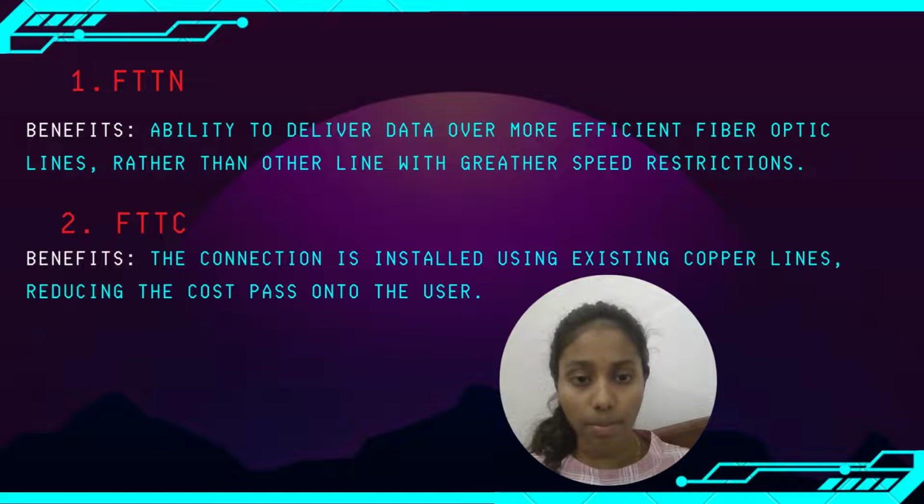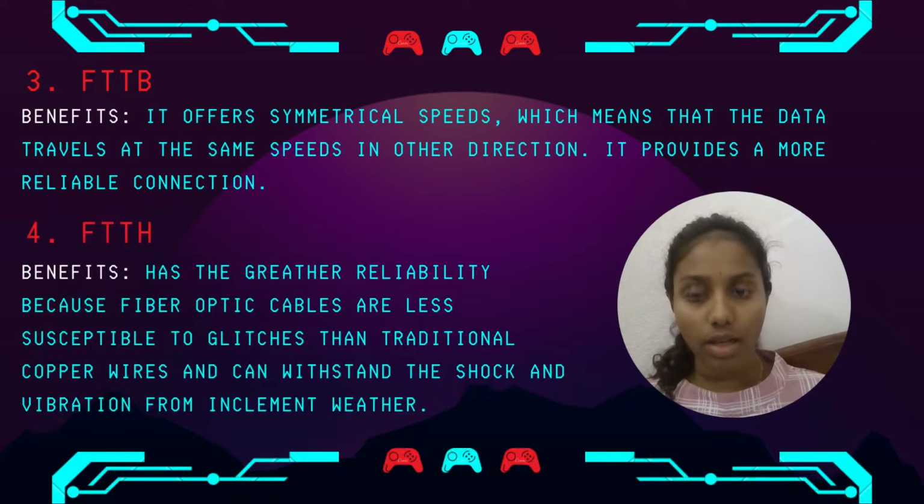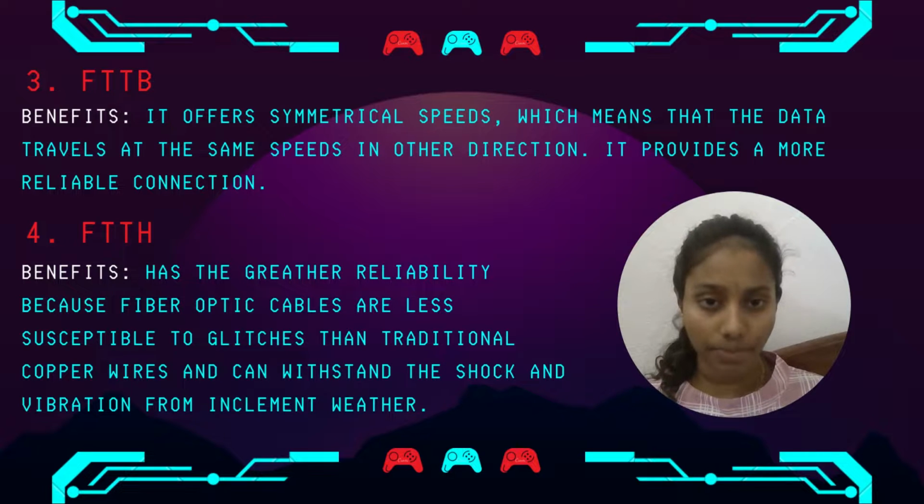First, FTTN. The benefit is its ability to deliver data over more efficient fiber optic lines rather than other lines with greater speed restrictions. Second is FTTC. The benefit is the connection is installed using existing copper lines, reducing the cost passed on to the user. Thirdly, FTTB. It offers symmetrical speed, which means that the data travels at the same speed in both directions. It provides a more reliable connection.